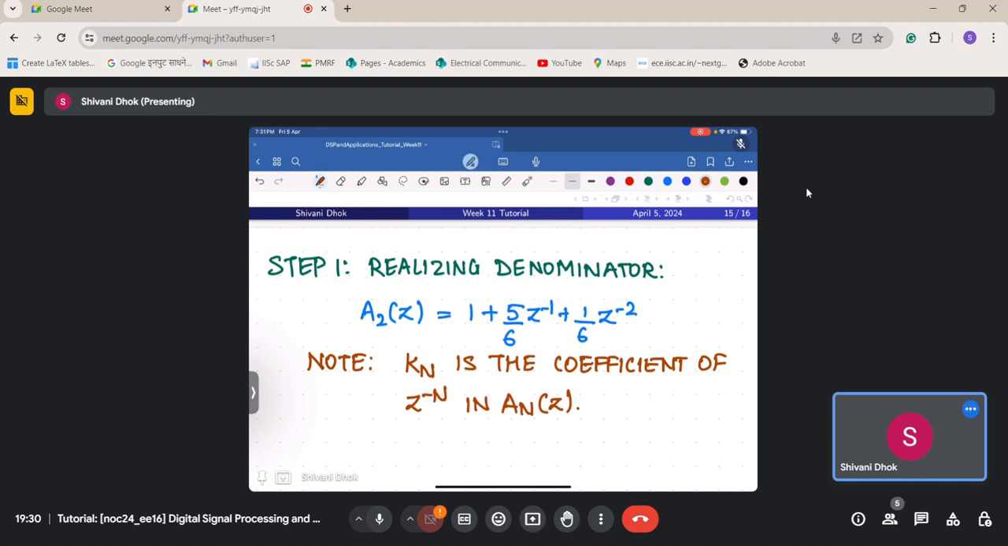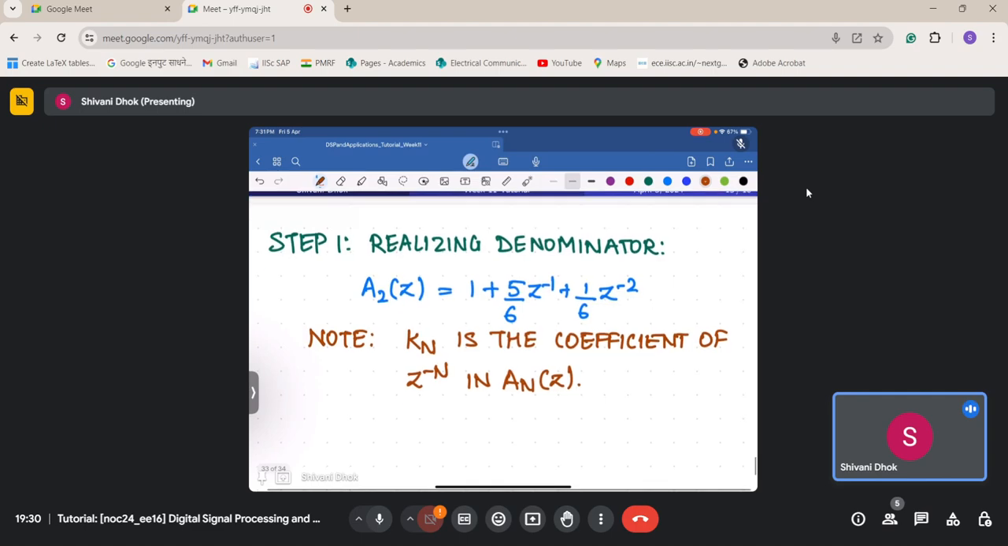So if kn is the coefficient of z to the power minus n in An of z, then in A2 of z, the coefficient of z to the power minus 2, which is 1 by 6, will be equal to k2. So therefore, let me number this as 1.